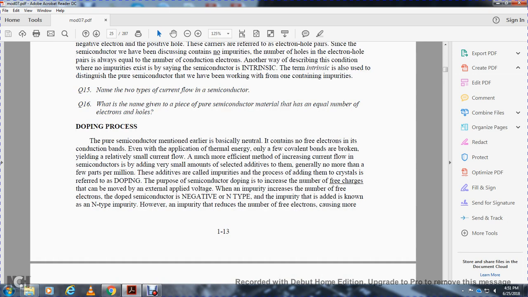Doping process. The pure semiconductor mentioned earlier is basically neutral. It contains no free electrons in its conduction band. Even with the application of thermal energy, only a few covalent bonds are broken, yielding a relatively small current flow.